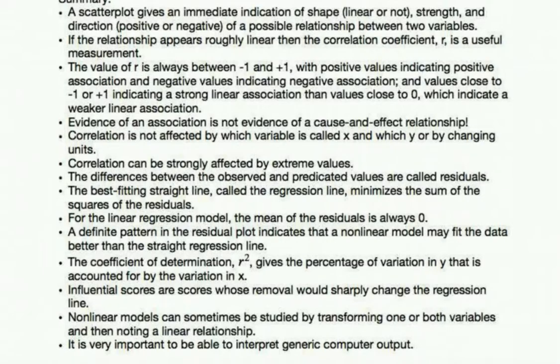Remember, those influential scores are scores whose removal would sharply change the regression line. So those influential scores are scores that are going to pull your regression line in their direction. Nonlinear models can sometimes be transformed by transforming one or both of the variables and then noting a linear relationship. And it is important to be able to interpret generic computer output. Remember that your AP exam will definitely have that on there. So you've just got to be able to pick out what the pieces are and what they mean.